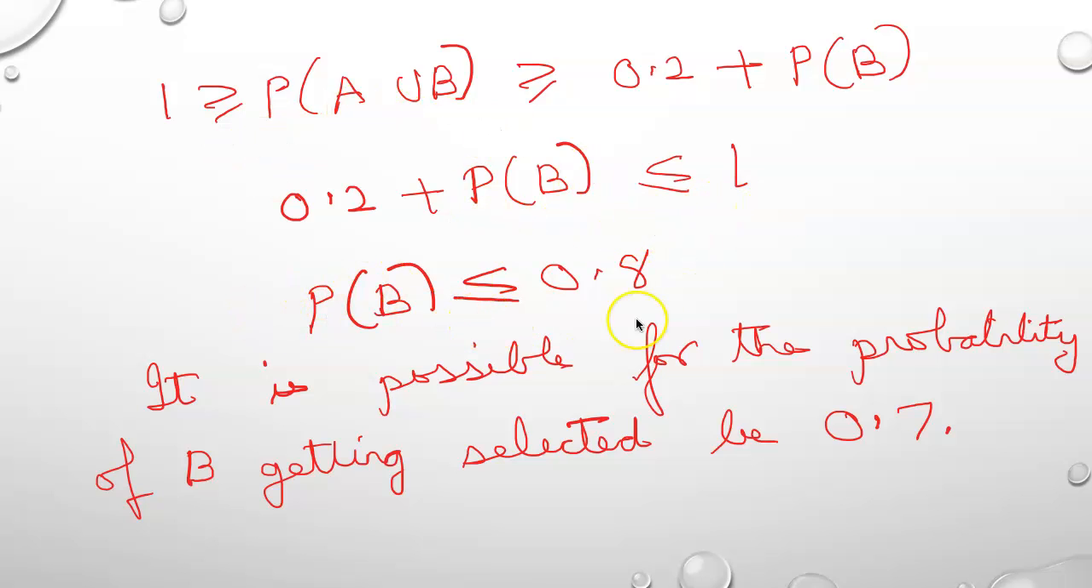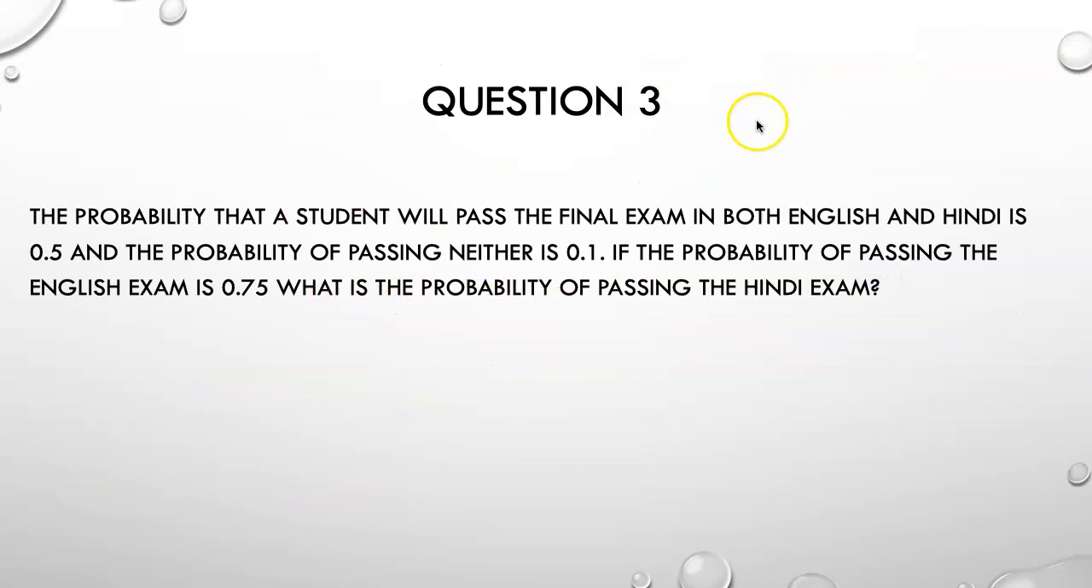Or probability of B less than or equal to 0.8. And our question is, is it possible for the probability of B to be 0.7? Which is true, because 0.7 is less than 0.8.